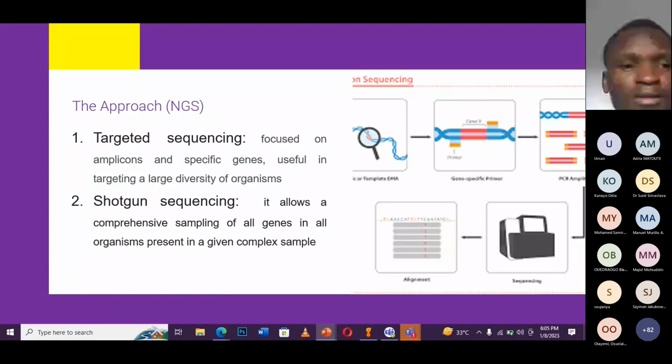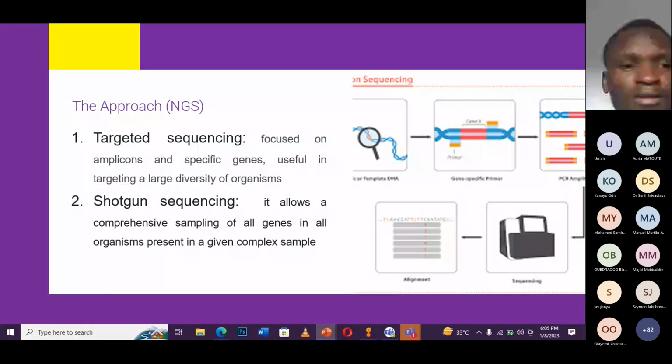Can you imagine that? So it means when you do shotgun sequencing metagenomics, by the time you start doing analysis, you'll be able to direct your research to explore all genes that are associated with the community of microorganisms present in that specific metagenomic sample.